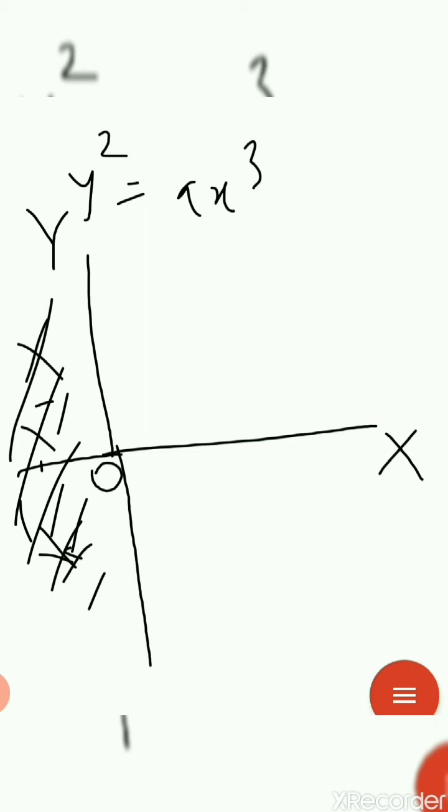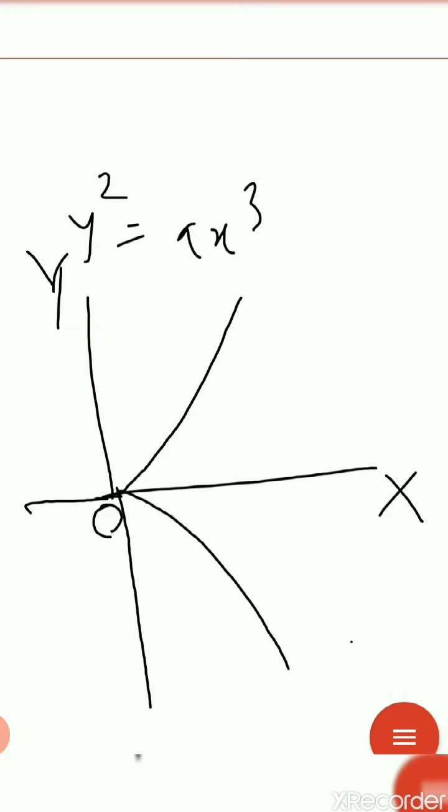So here y square equal to ax cube. What we see is that the curve passes through the origin and does not cut any other point except at the origin. So our curve is like this. As x increases from 0 to infinity, y also increases from 0 to infinity. This is our y-axis, and this is the figure of the required curve.